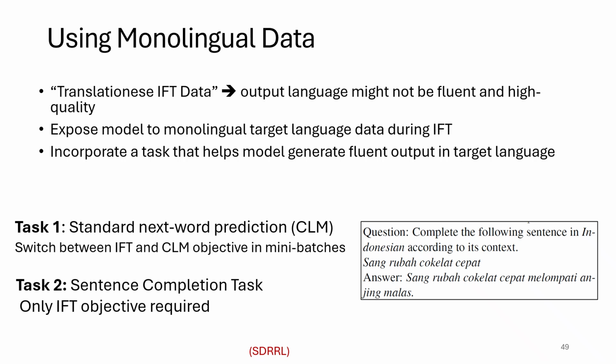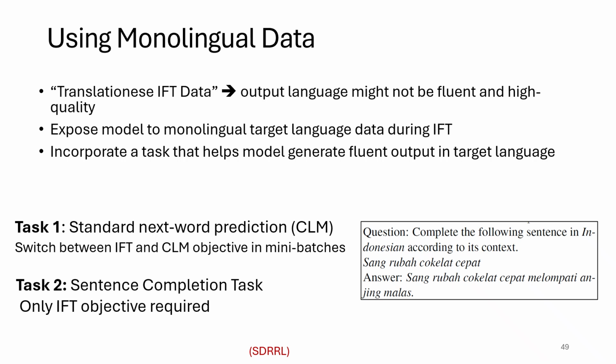The outputs from translation models are not as diverse as natural text, and therefore the output that you get from an IFT model trained on translationese kind of IFT data might not be as rich. Therefore it's important to expose the model to native monolingual data also during IFT. And to do that, you can incorporate a task that helps the model generate fluent text, right? So if you already have IFT data in the native language, then of course there is no issue. But if you're relying more on translated data, then a task of this sort can help.